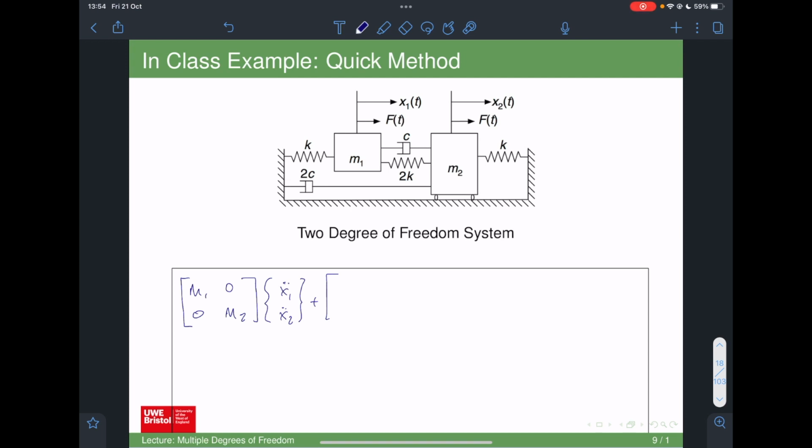Now we've got the damping matrix. We can see that for mass 1, there's only one damper connected to it, and it's got a value of C. So I stick that in the diagonal. And let's look at mass 2. Then we've got 2 dampers connected to it, C and 2C. So you add them up and you've got 3C.